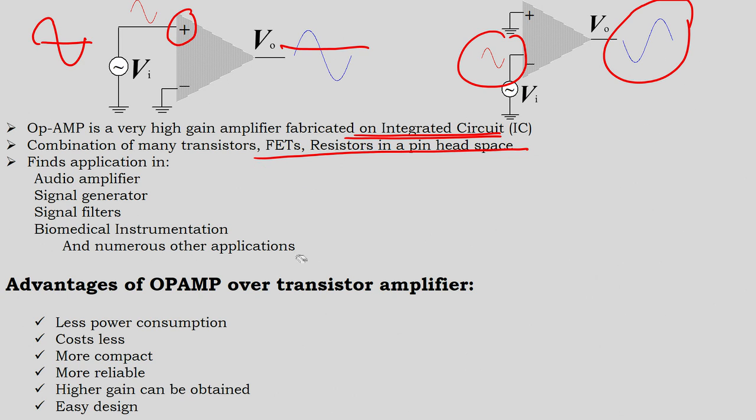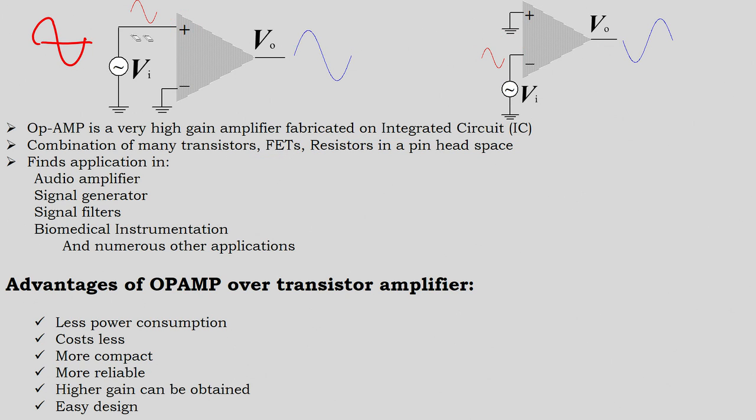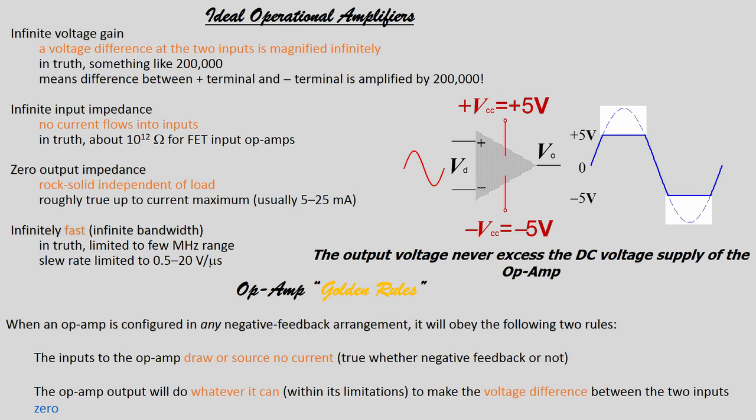Now, what are the advantages of op-amp? We already know, right, the advantages of op-amps are low cost, less power consumption, more compact, more reliable, high gain and easy design. So, this we know. How is it related to our today's experiment? Today's experiment is on understanding the characteristics of op-amp.